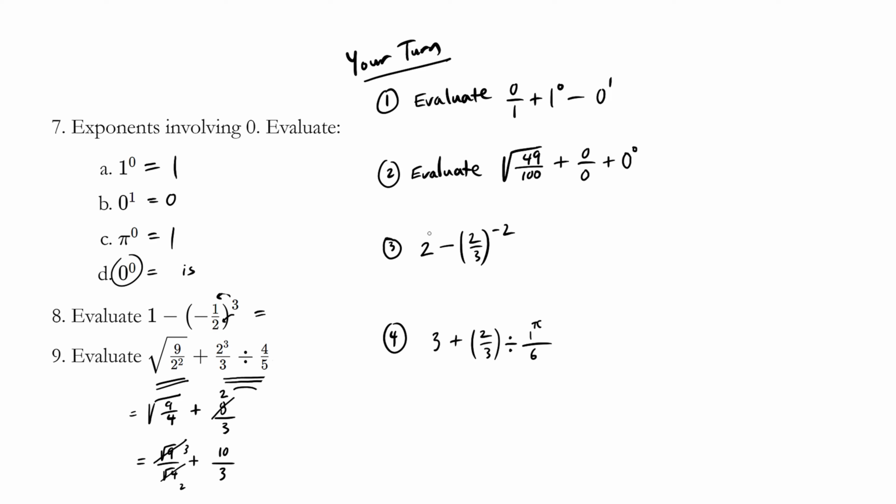Number 3. What is 2 minus 2/3, all to the exponent negative 2? Number 4. What is 3 plus 2/3 divided by 1 to the exponent pi, all divided by 6? Can you do this?